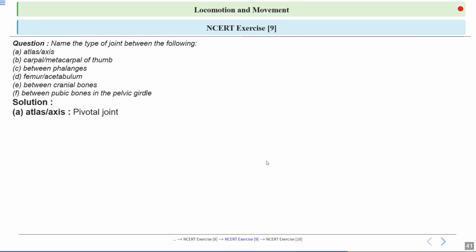Let's first talk about atlas and axis, which are the first two vertebrae in your neck. This is called a pivotal joint. So imagine the way your head turns from side to side, like when you shake your head to say no. That's thanks to this pivotal joint acting like a rotating axis.